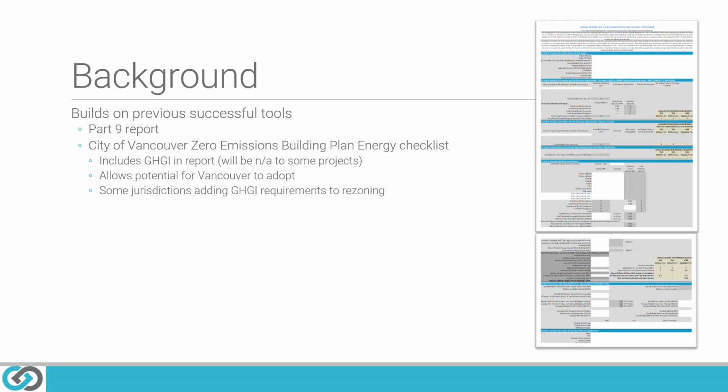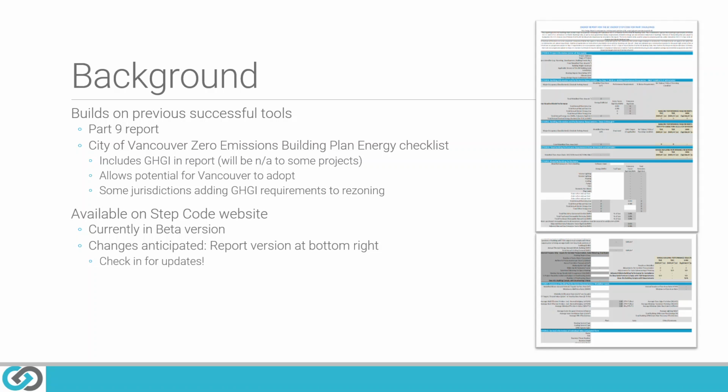So the report does include greenhouse gas intensity reporting. This will be non-applicable to some projects, but it does allow for the potential for Vancouver to adopt the report as well, again, providing more consistency across the province. And you should be aware that some jurisdictions are starting to add greenhouse gas intensity requirements to rezoning conditions. So you may be working on a project that has that. So in that case, you can still use this report to report those greenhouse gas intensity results.